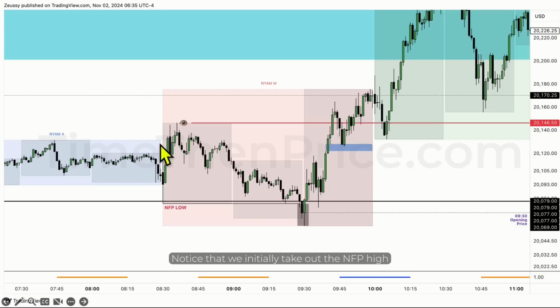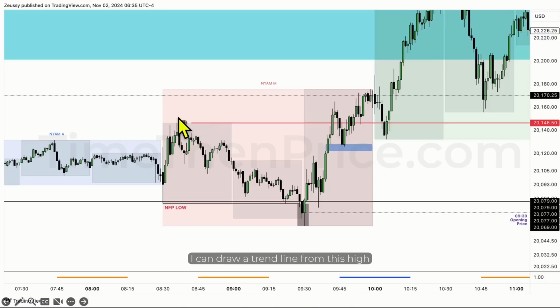Notice that we initially take out the NFP high right here, and the market slowly begins to draw towards the downside. It slowly begins to go back and forth towards the downside. Remember what I outlined about Monday's delivery? What I want you to understand is that on Monday we saw a lot of back and forth taking place towards the downside. Therefore, a lot of trendline liquidity is being engineered in the form of buy-side liquidity. Now, I want you to understand that concept can be applied to this delivery towards the downside as well, where you can clearly see this very slow repricing lower.